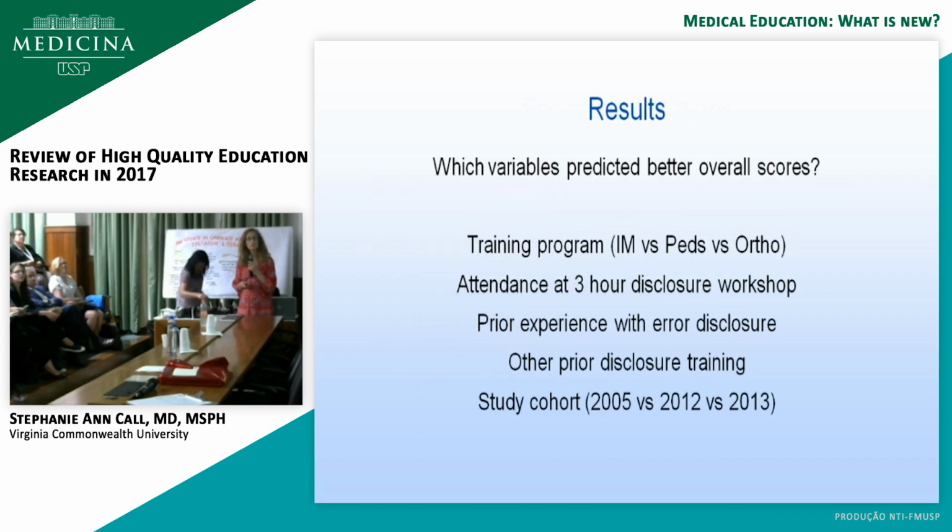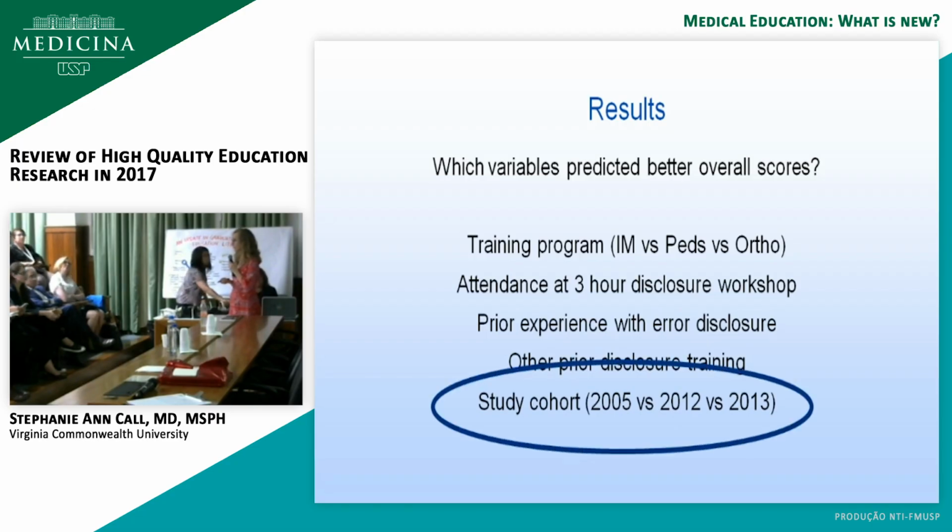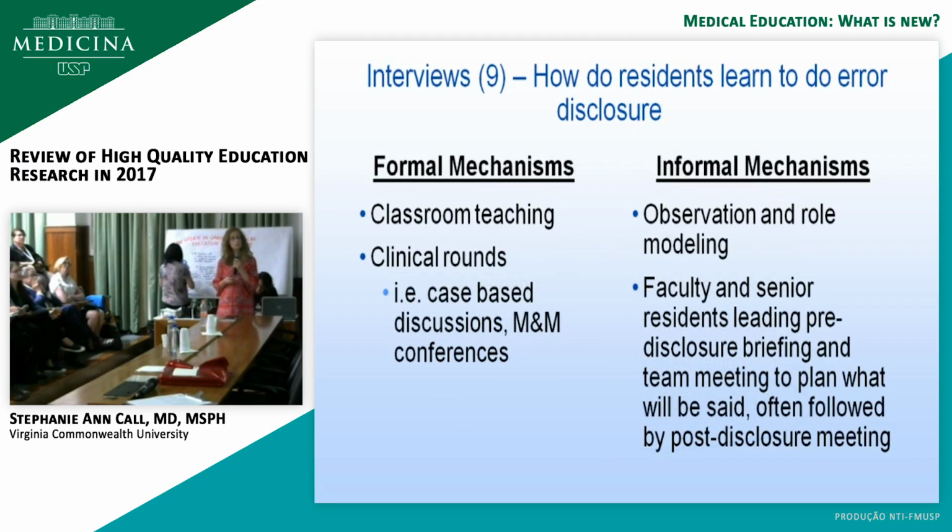So the results. Which variables predicted better overall scores? Was it training program? Was it attendance at the workshop? Was it prior experience? Was it other prior disclosure training? Or was it the study cohort? It was the study cohort. So probably trends over time. The other things were not necessarily associated with better demonstration of skills in error disclosure.